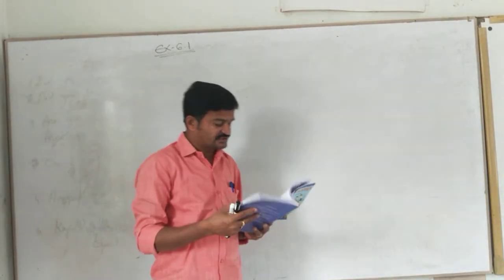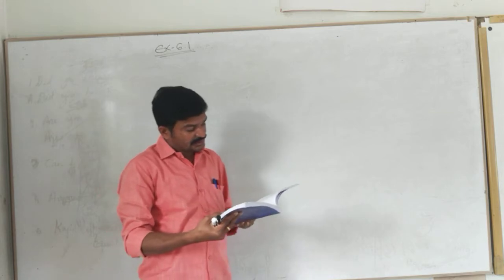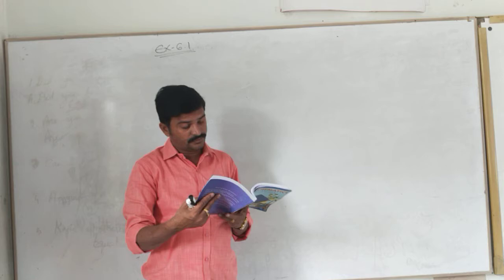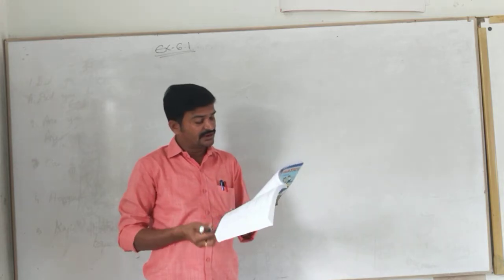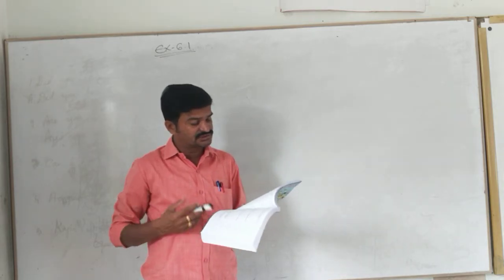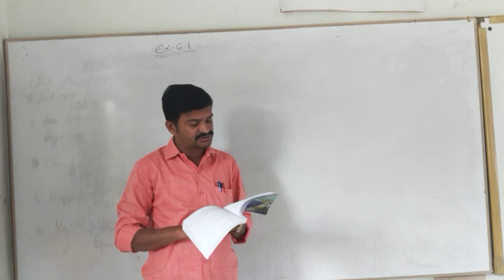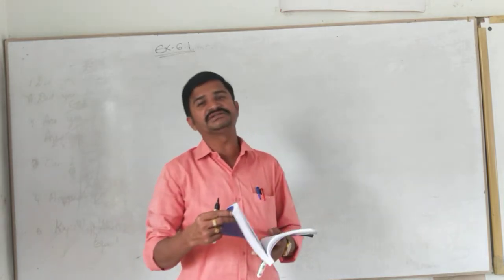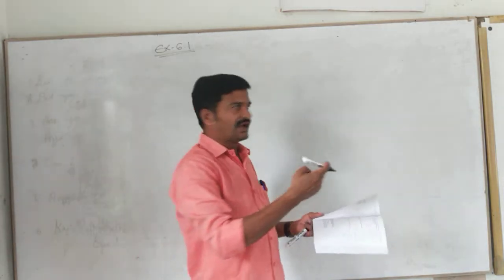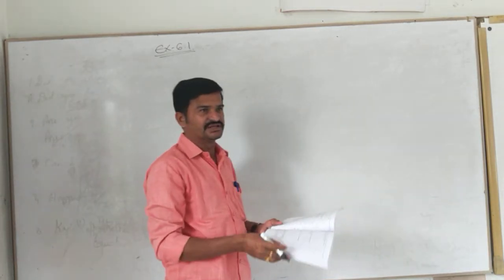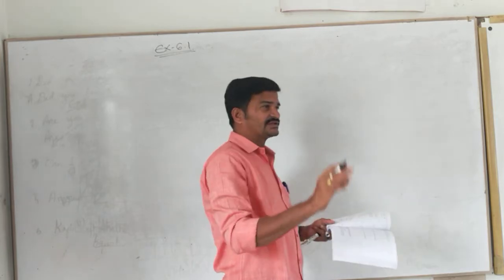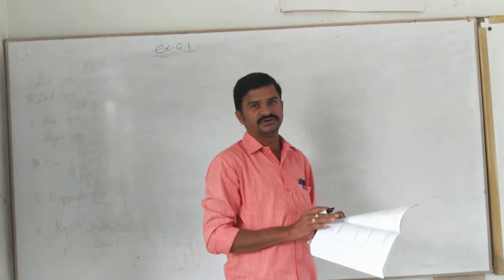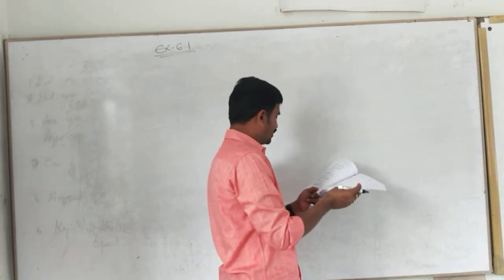See here in the first question, in figure 6.13, lines AB and CD intersect at O. If angle AOC plus angle BOE equals 70 degrees and angle BOD equals 40 degrees, find angle BOE and the reflex of angle COE. I will draw the diagram, then you will understand very easily. For exercise problems, you don't need to write down the question. Directly write the solutions in your CW. Understood?